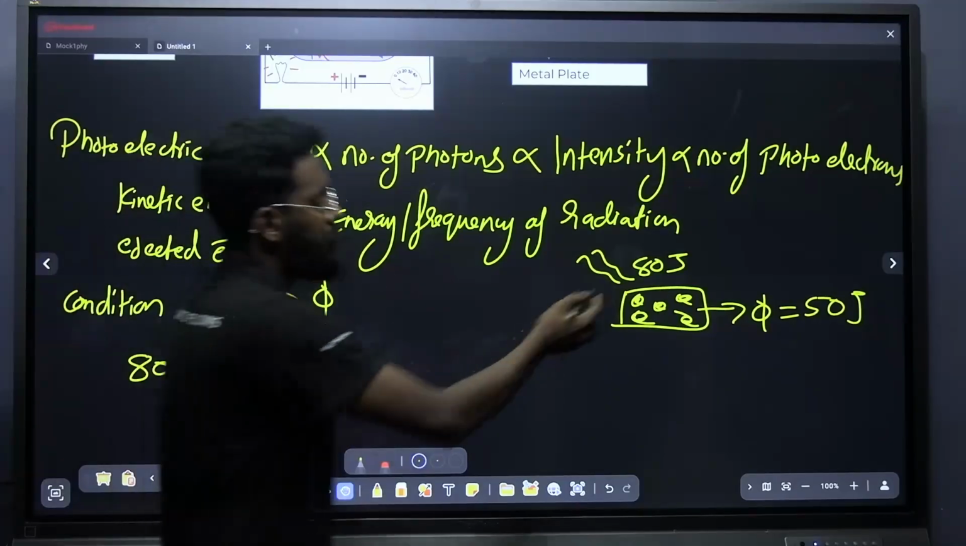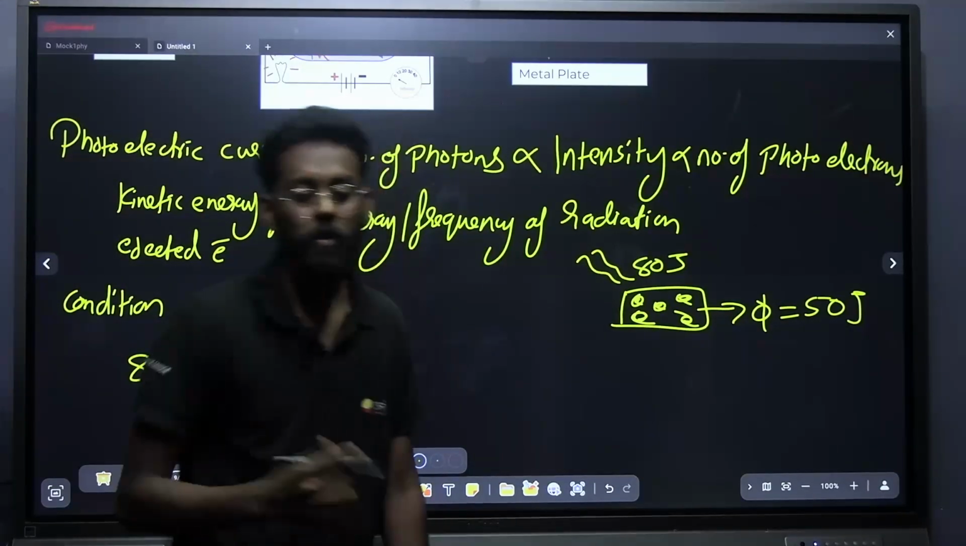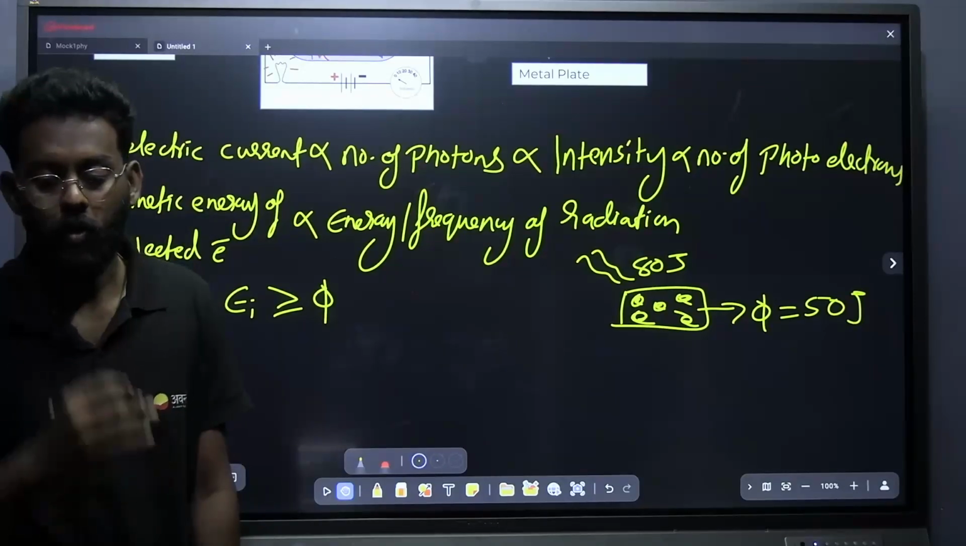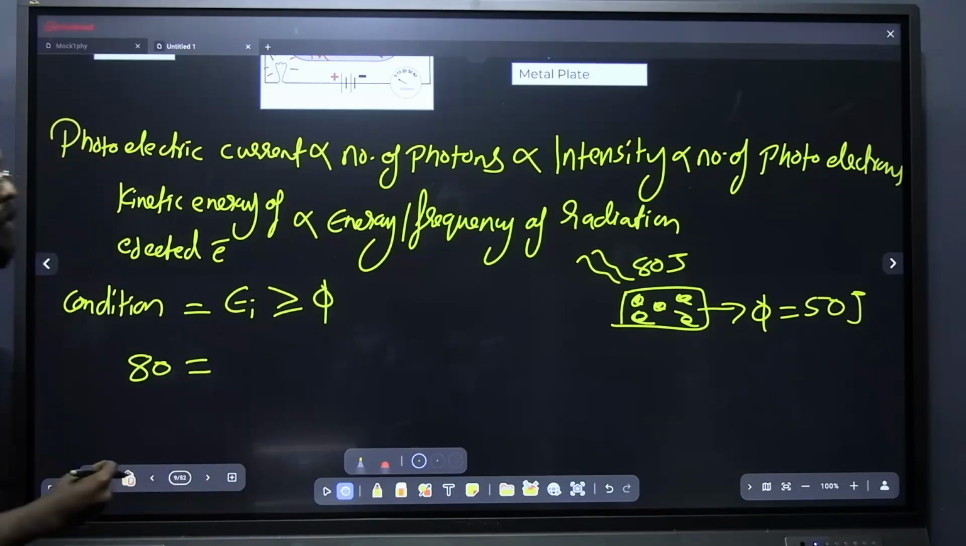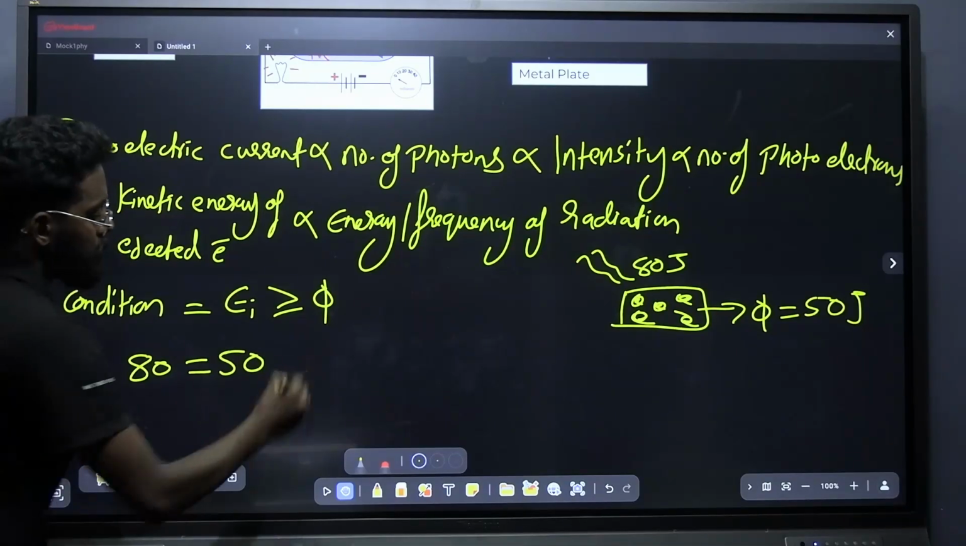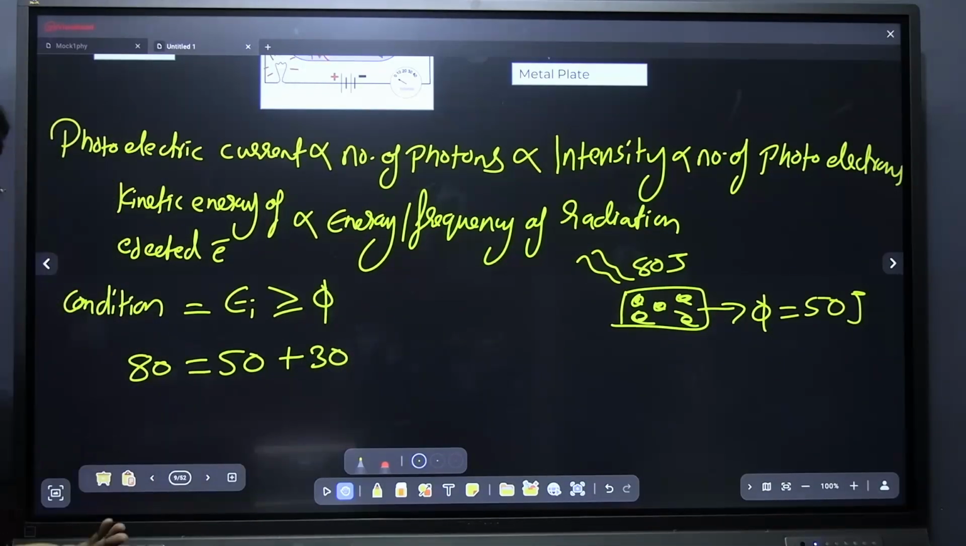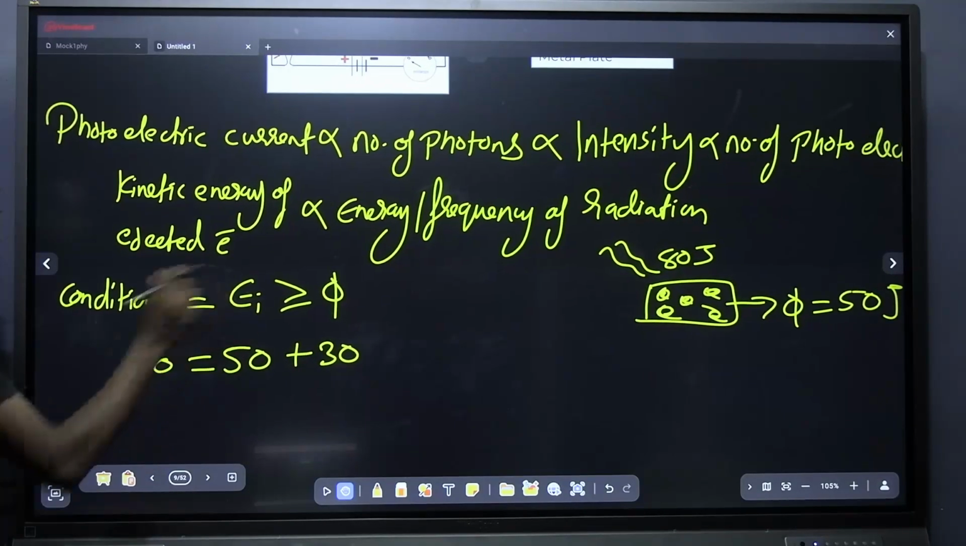The work function of this metal is 50 joule. So if I am supplying 80 joule, how much energy is required to eject out the electron? 50 joule, because the work function needed is 50 joule. And what about the remaining 30? What about the remaining? Kinetic energy. Yeah, very good. That will go as kinetic energy.